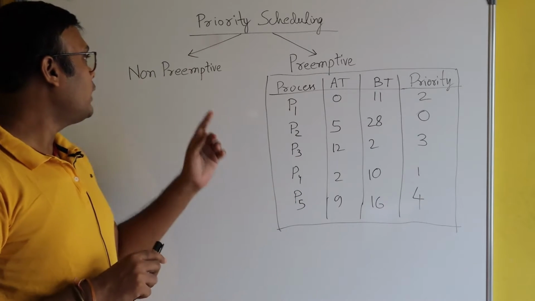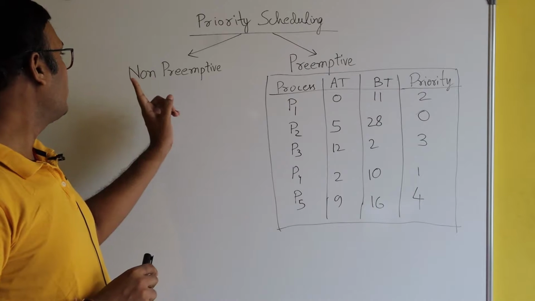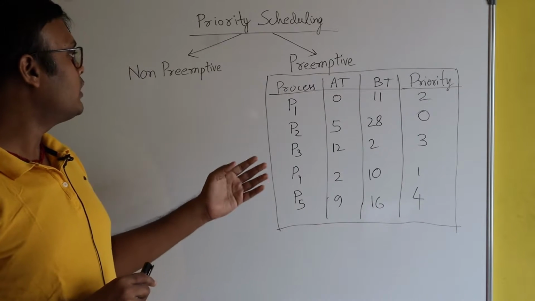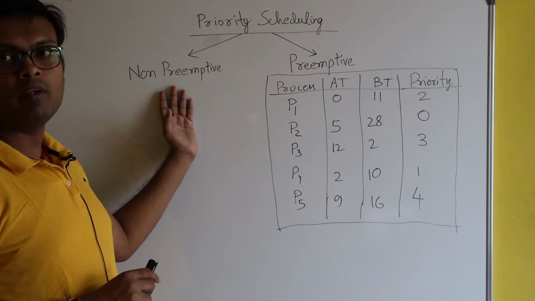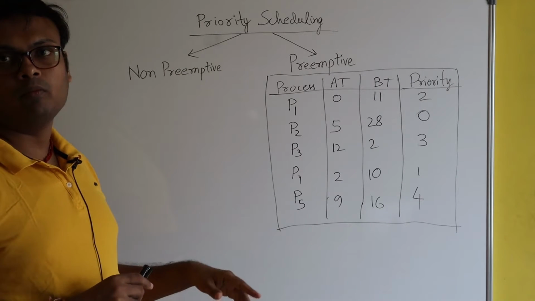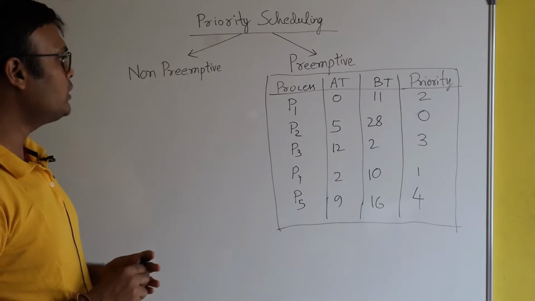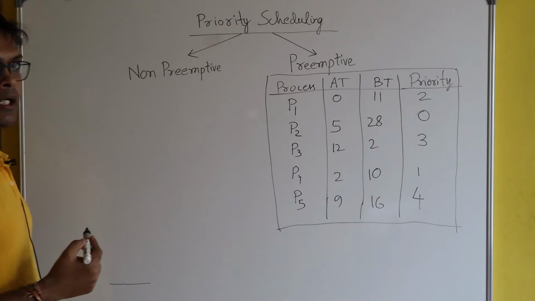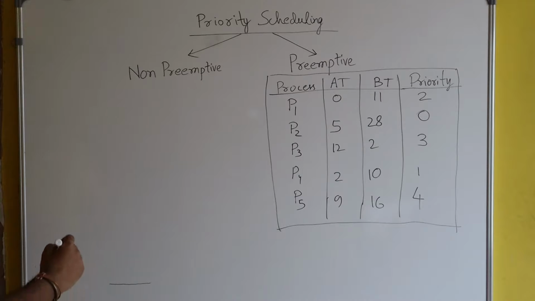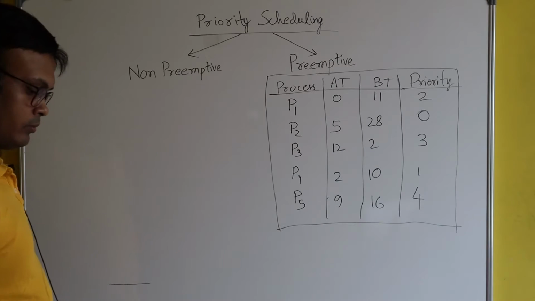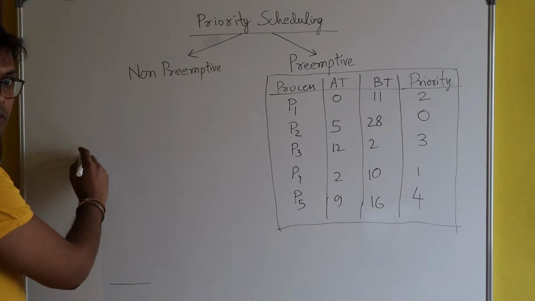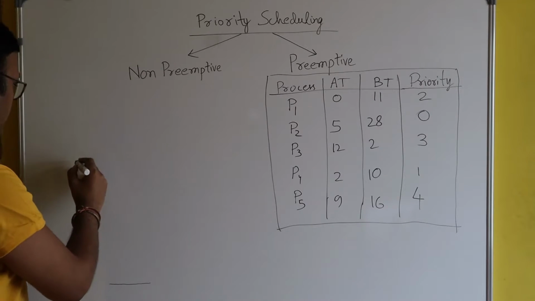I have told you that there are two types of scheduling algorithms: non-preemptive and preemptive. So let me first solve this using the non-preemptive version. After that I will come to preemptive. So you see, 1, 2, 3, 4, 5 processes are there. So let's draw the Gantt chart. Here I will draw the Gantt chart. Is it visible? I think yes.